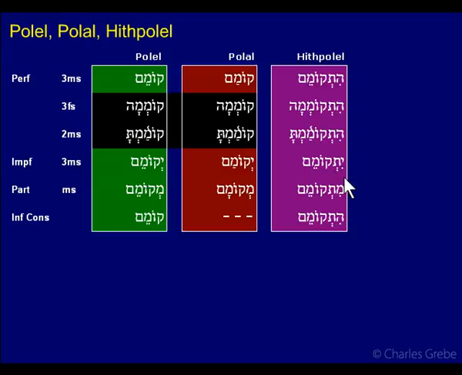Yekomeim. Yitkomeim. So you just take this part and you add this at the beginning here. Well, in this case, it replaces the y. The y becomes yit. Mikomeim, mitkomeim. Komeim, hitkomeim. Okay, so they're not really that difficult. The main thing is that instead of doubling the second radical, you reduplicate the third.